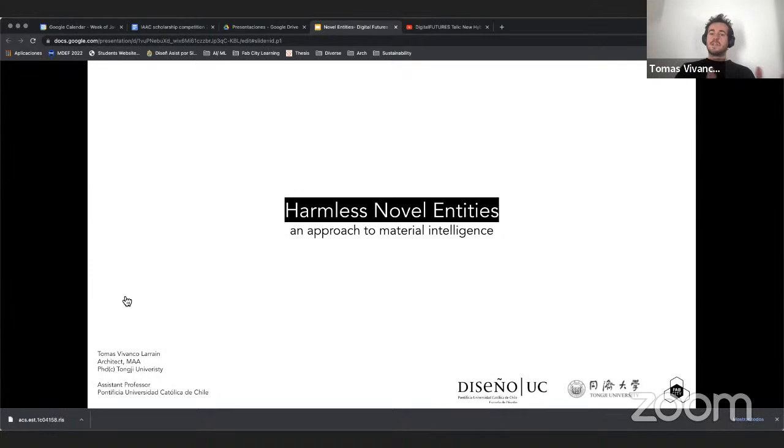And then I will show very briefly three different categories of projects: one related with machines, another with material, and the third one with AI.